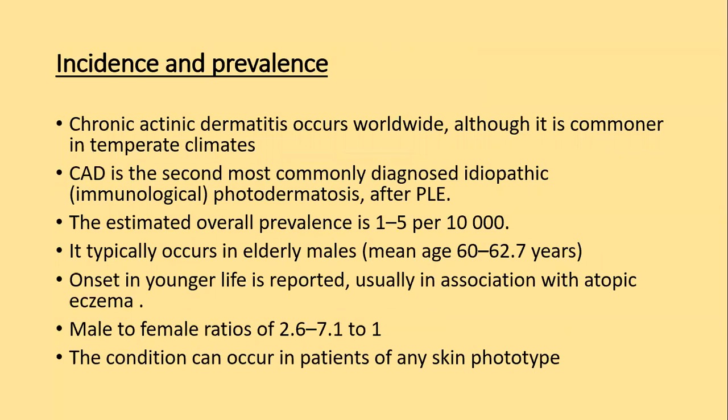It typically occurs in elderly people and mainly in males with age between 60 to 62.7 years. Although onset in younger age is described, and this is commonly associated with atopic eczema. Male to female ratio is 2.6 to 7.1 to 1. And this can occur in all the skin phenotypes.